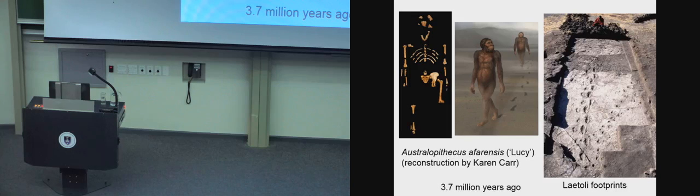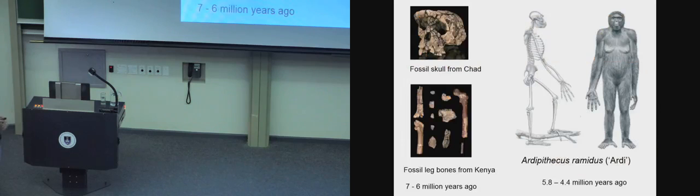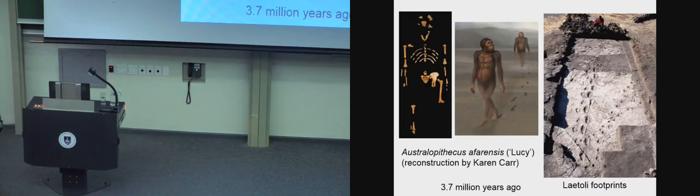And from analysis of these footprints, they can reconstruct that the gait, the style of walking, the stride, was very similar to modern, not exactly like us, but very much closer, certainly a lot closer than Ardipithecus. So the idea is that through time, bipedalism evolved to become more and more efficient towards what we're familiar with today. Certainly by around 3.7 million years ago, you have this evidence from Laetoli.